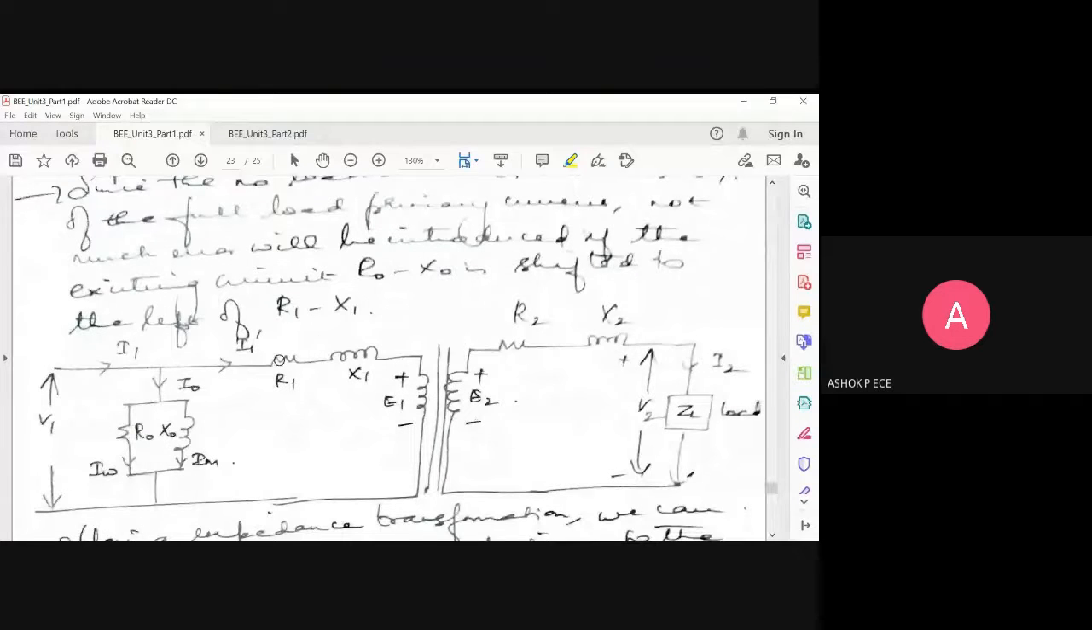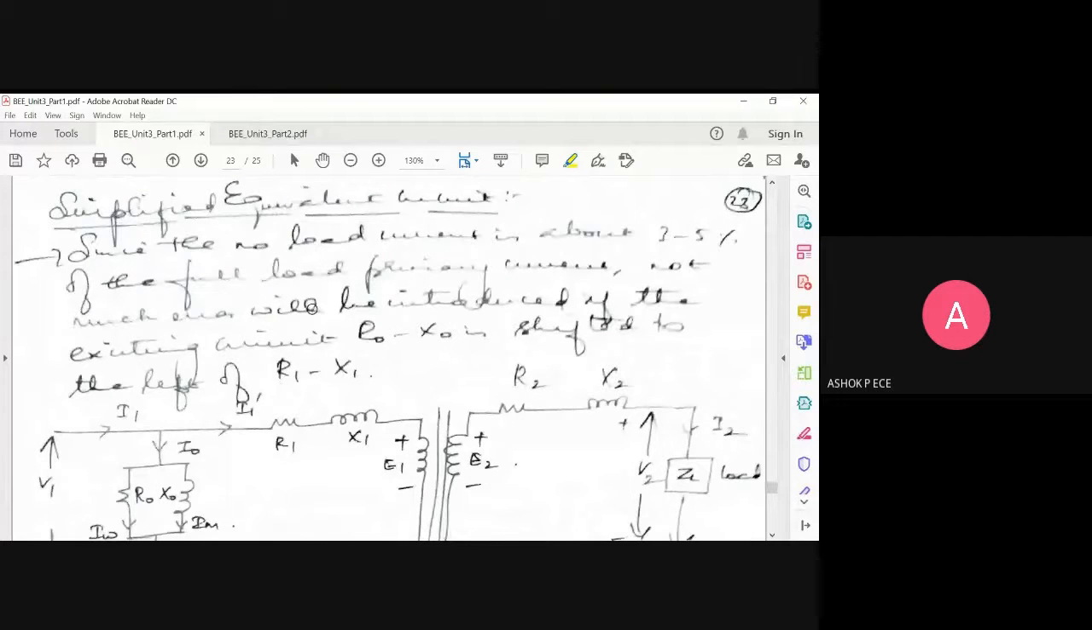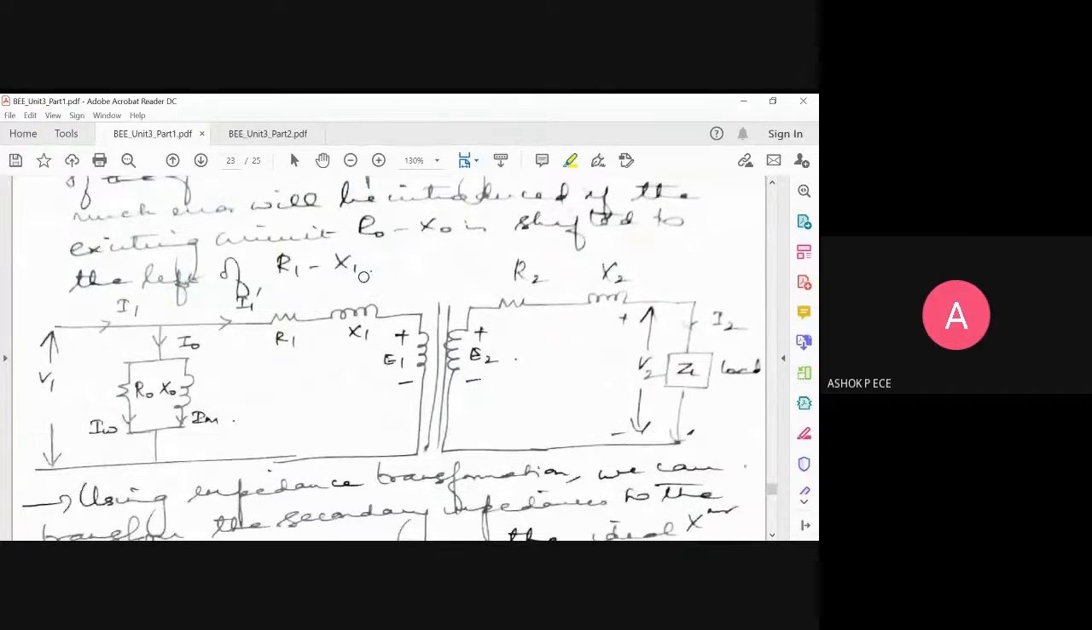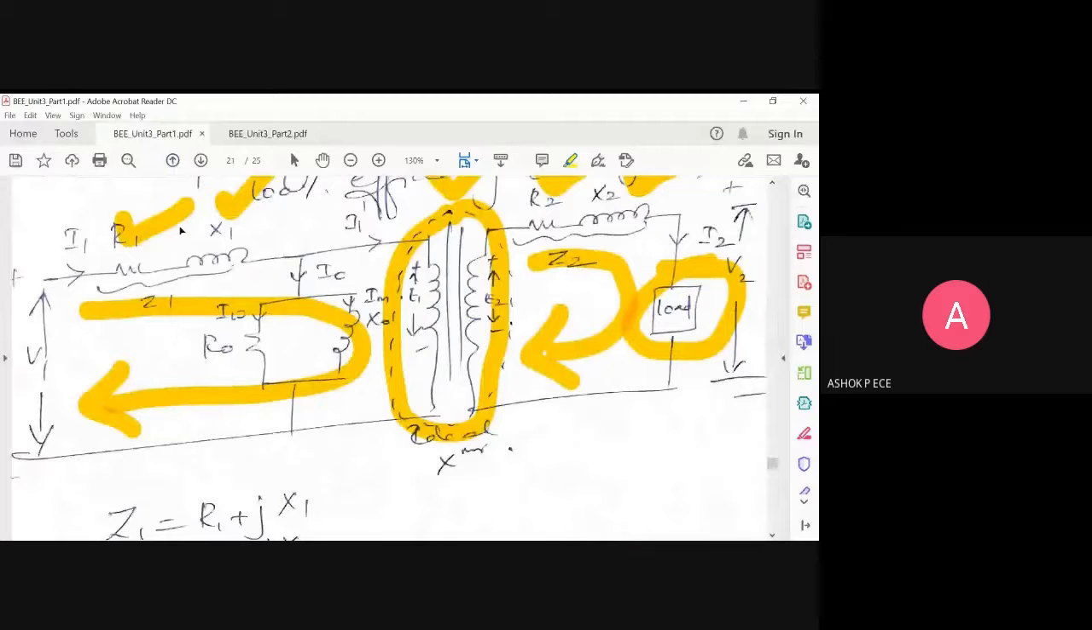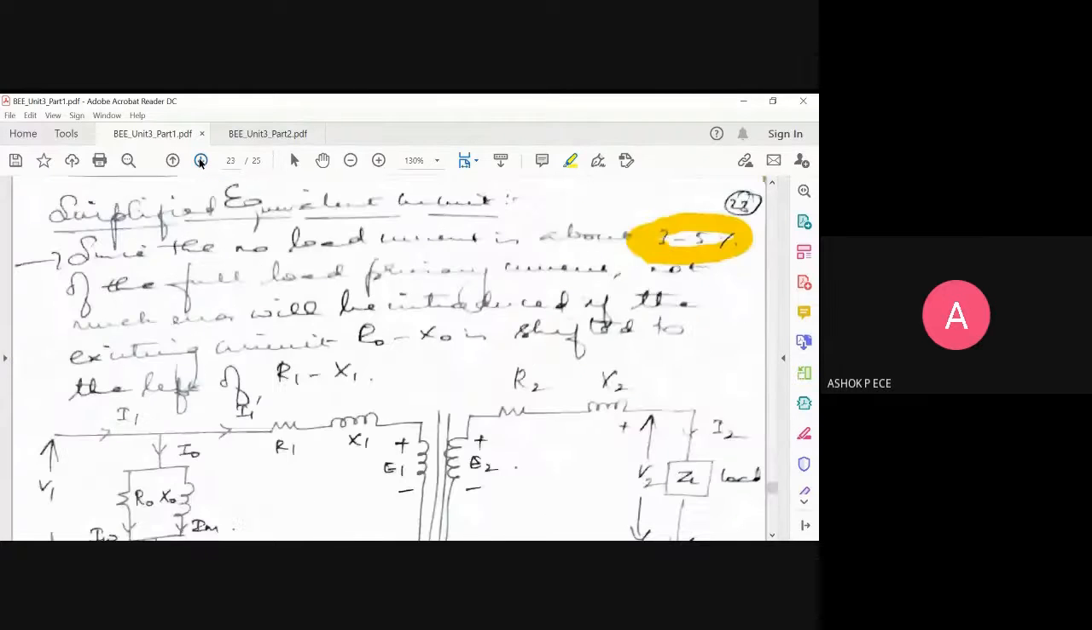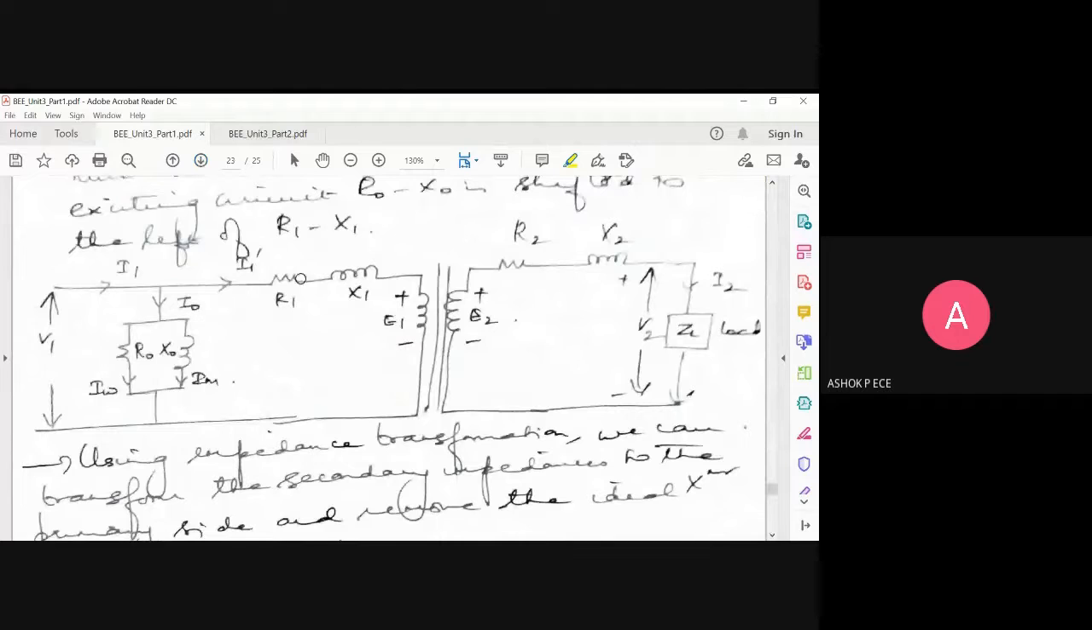One is no load current, another one is the load current, right? The no load current is only 3 to 5% of the full load current. So it is very, very meager. It is 3 to 5%. So remaining 97% of current is going to be the full load current. So from the previous diagram, if you see, first you will have this R1 X1, then you will have this no load component. Since this no load component is not going to consume much of the current, I'm going to put this no load component first, and I'm going to put this R1 X1 component.